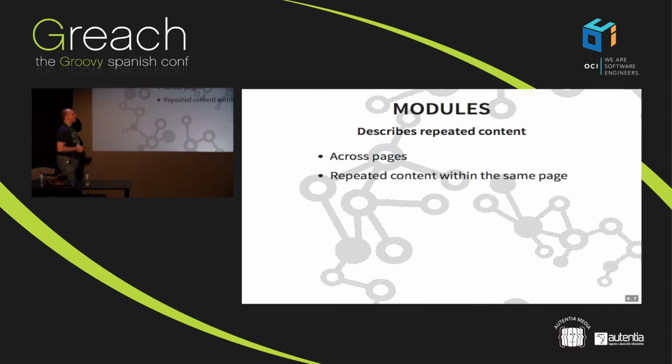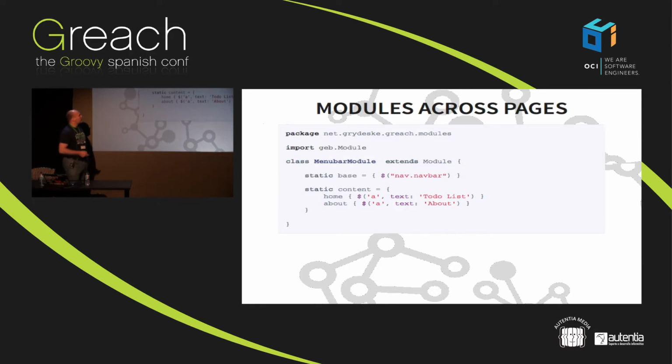Modules can be used to describe contents that are repeated either on the same page or across pages. So if we're using something across pages, this could typically be a menu bar. If it's a menu bar, I can add a static base that says, well, on all pages, look for it from this reference location, and inside this reference location, find the content that you want to find. So here, I'm finding the link tags that has the text to do or about.